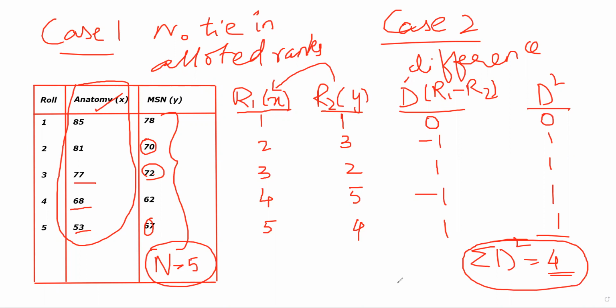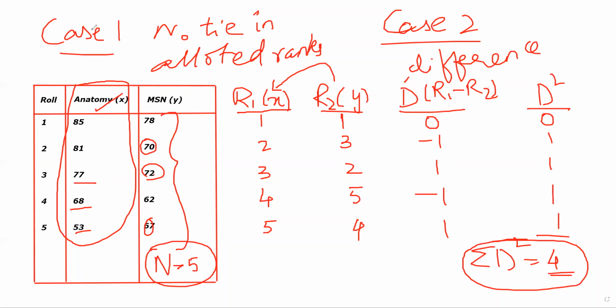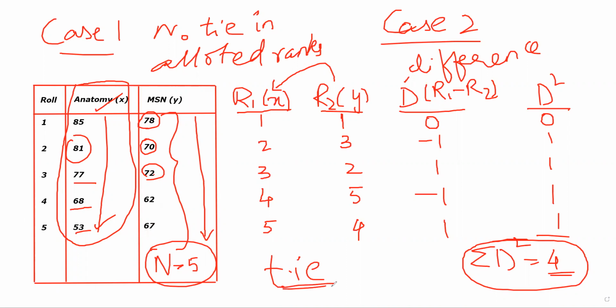Now I'll tell you the formula. This is case 1. The first scenario where there is no tie among the ranks. Tie among the ranks का मतलब ये रहता, if you saw that previous example, if you look at any of these ranks, 85 to 53, or if you look at 78 to 67, you can see that no value is being repeated. Matlab, if 78 is coming once, it is not being repeated again. Or if 81 is coming once, it is not being repeated again. I hope you are understanding the difference here. There is no tie in values. There is no tie in the allocated ranks.